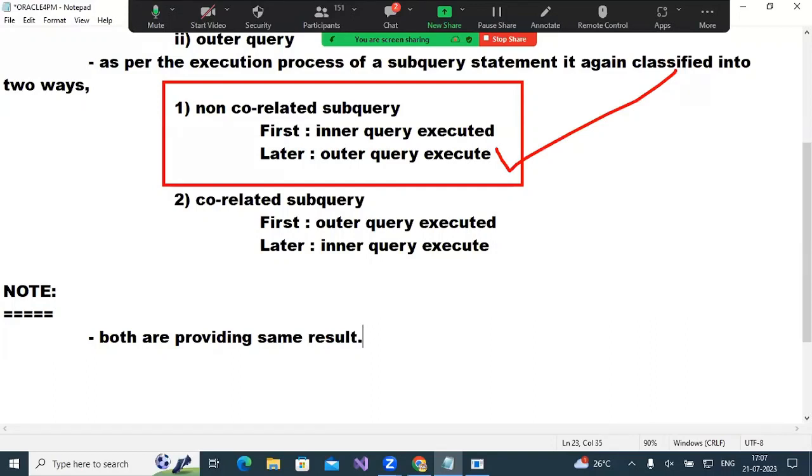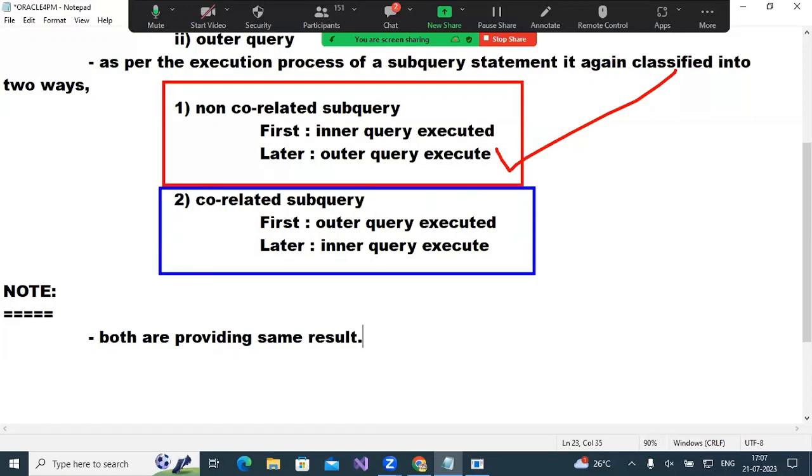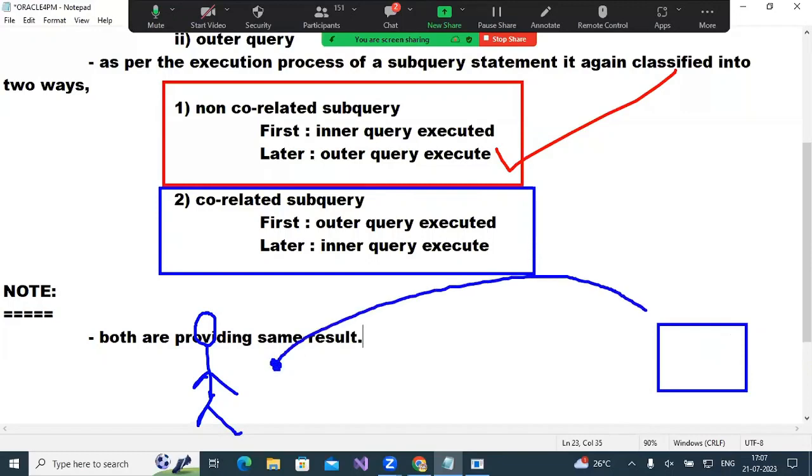Now the question is, why, sir? Because correlated and non-correlated finally give the same result. I said that point, but how the result is produced is important. For example, a person wants to go to his hostel. The person has two alternative choices. If I choose the first way, I will reach my destination, my hostel, in 10 minutes.